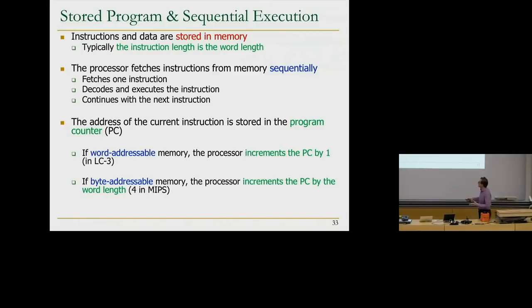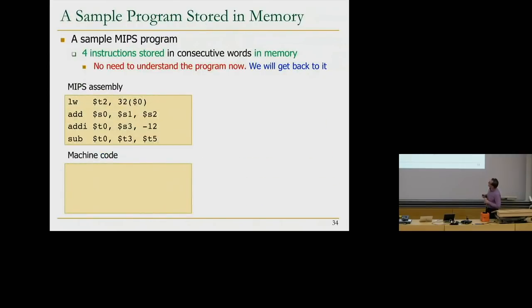32 bits means 4 bytes. So you increment the program counter by 4. The address of the next instruction is the address of the current instruction plus 4. And in MIPS, they always typically set the PC to this value. That's the beginning of the program, basically. That's where all programs begin. So let's stop here, and then we'll continue after we return.